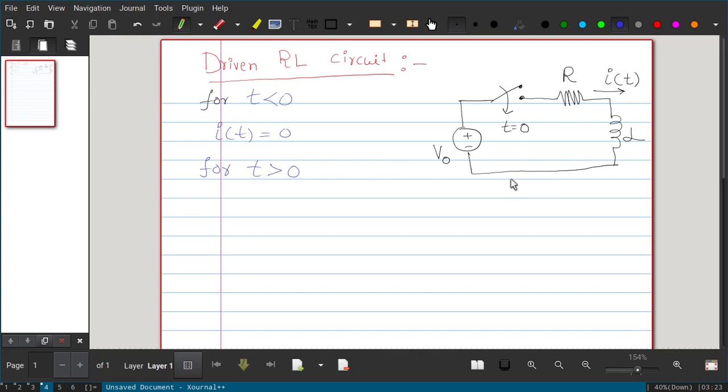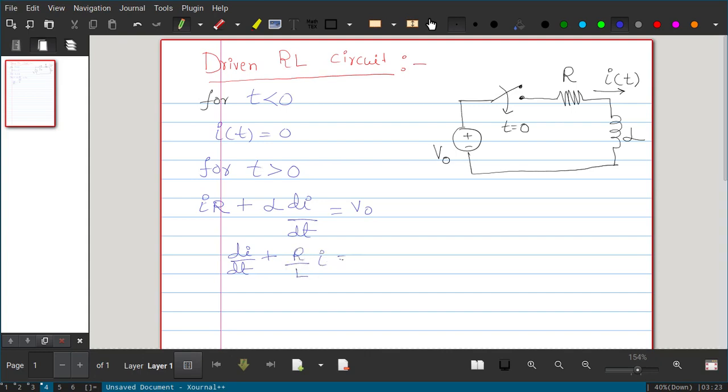If you write the KVL, the switch will be closed. KVL, if you write, it is iR plus the voltage across the inductor, L di by dt, equal to V0. If you divide by L, it will be di by dt plus R by L i equal to V0 by L.